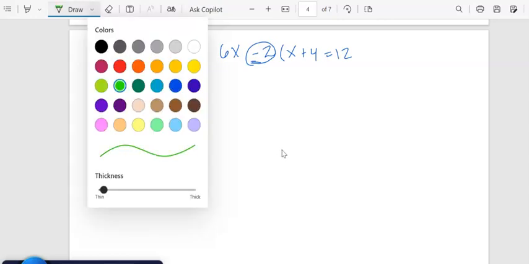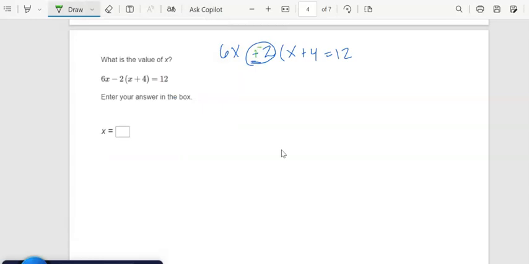Because remember, it's the same as having plus negative. So I'm going to multiply negative 2 times the x. Now I haven't done anything with the 6x, I'm just going to bring it down. Oops, forgot my parentheses over here. So then negative 2 times x is negative 2x. I'm going to just write that as minus 2x. And then negative 2 times 4 is negative 8, and we can just write that as minus 8.